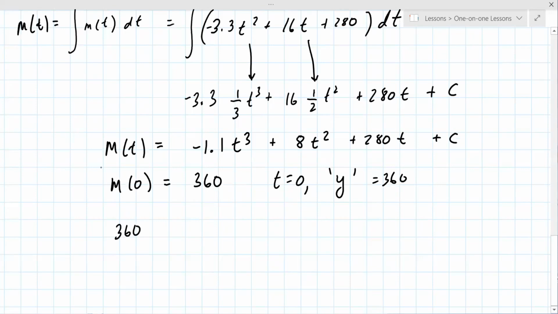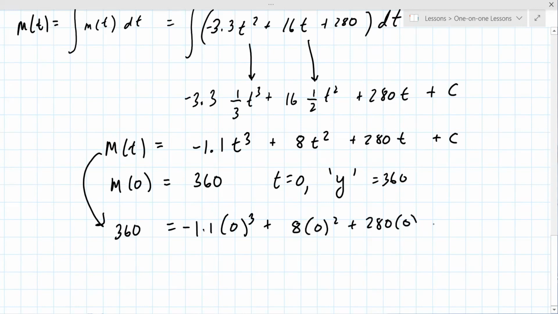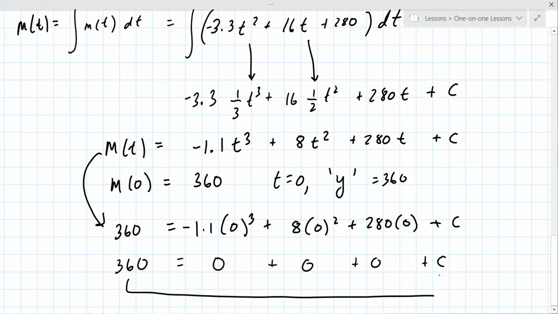So 360, we're bringing this line down here. It's minus 1.1 times 0 cubed plus 8 times 0 squared plus 280 times 0 plus c. So like you said, you should just put 0 in. In this case, everything goes away: 0, 0, and 0. So c equals 360. Okay.